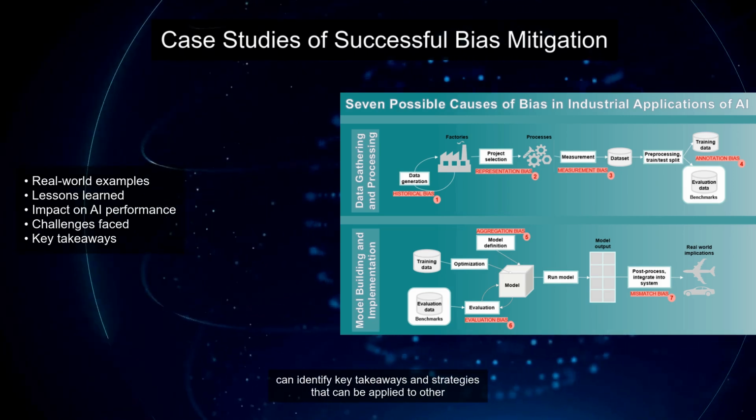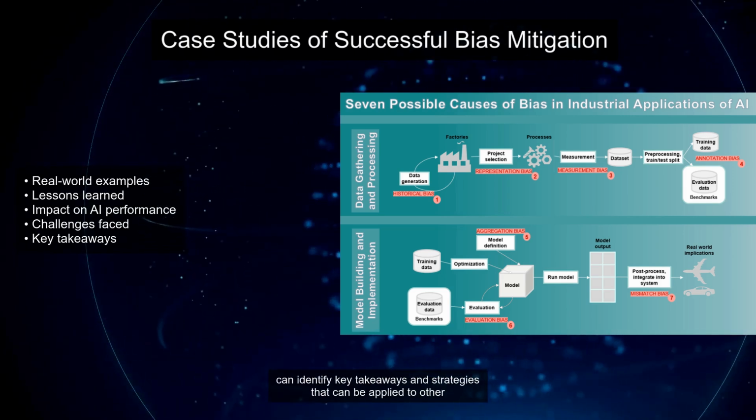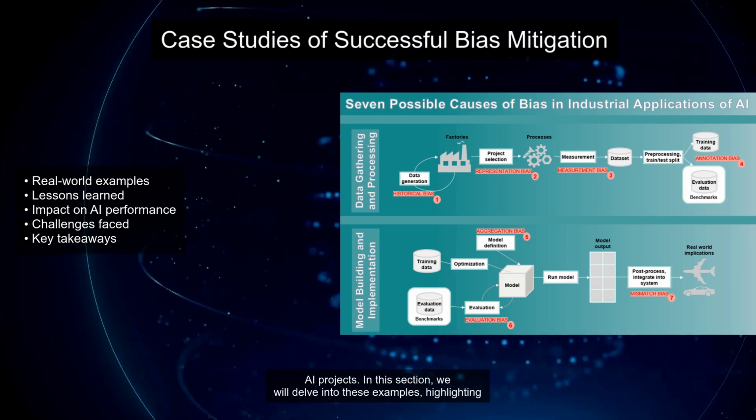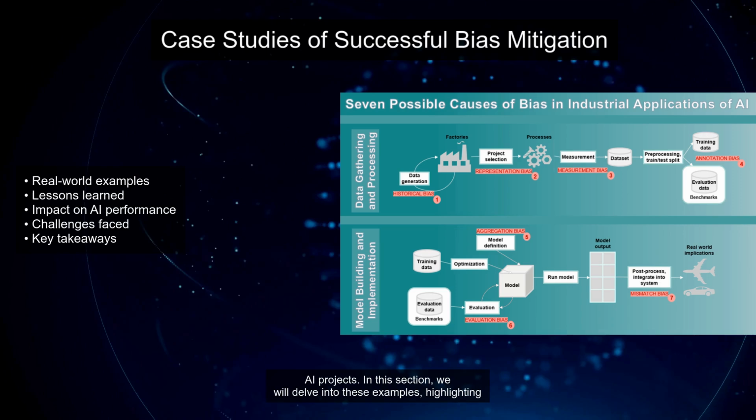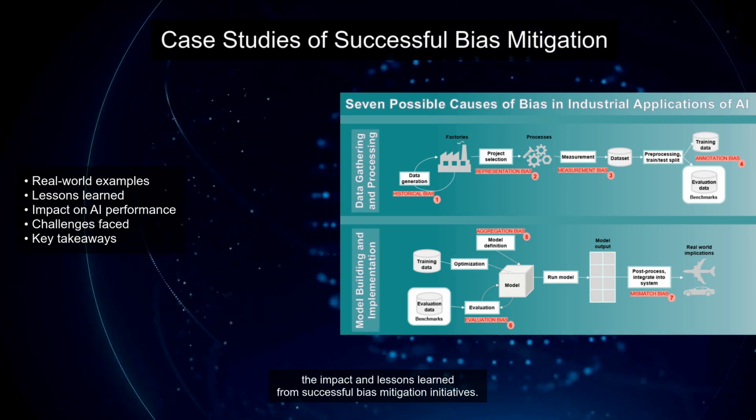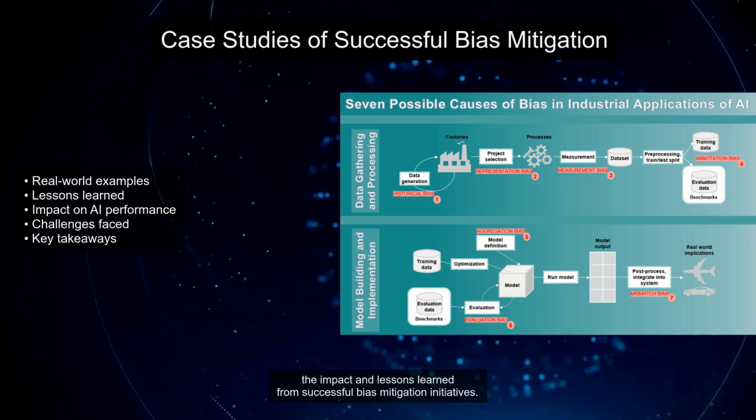By exploring these case studies, we can identify key takeaways and strategies that can be applied to other AI projects. In this section, we will delve into these examples, highlighting the impact and lessons learned from successful bias mitigation initiatives.